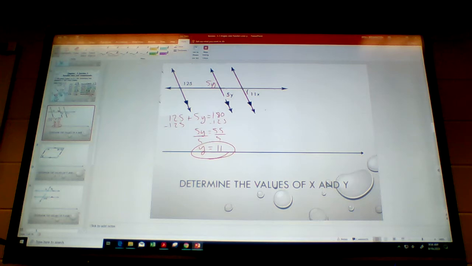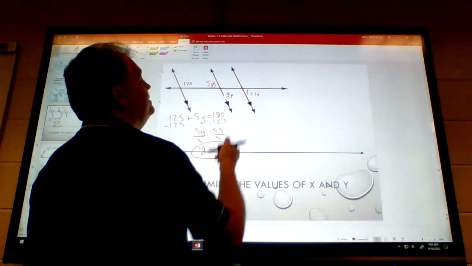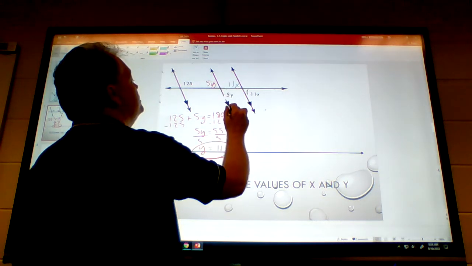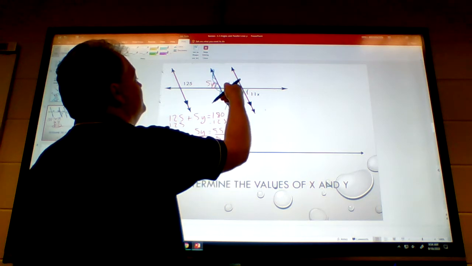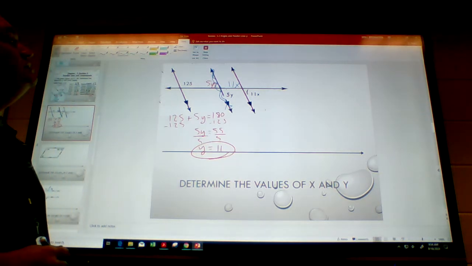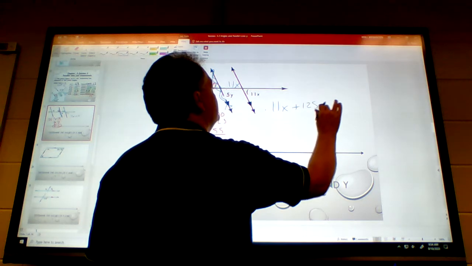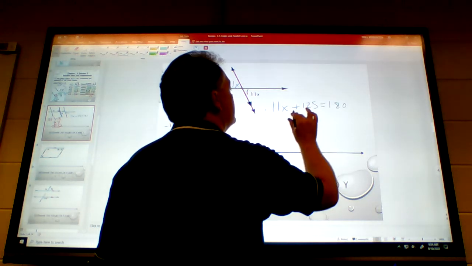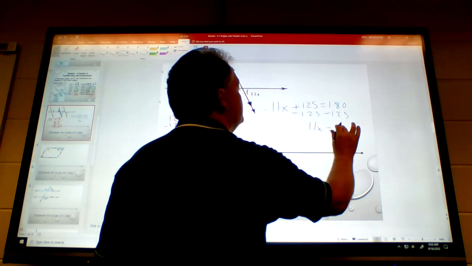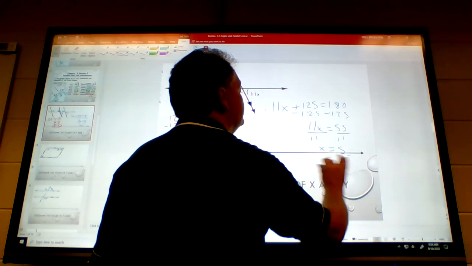All right. Now, according to this line, I can do the exact same thing with 11x. If I ignore this line for just a moment, I have 11x and 125. They're also same side interior angles, so I can do the same thing there. 11x plus 125 equals 180. Subtract 125. So 11x equals 55. x equals 5.